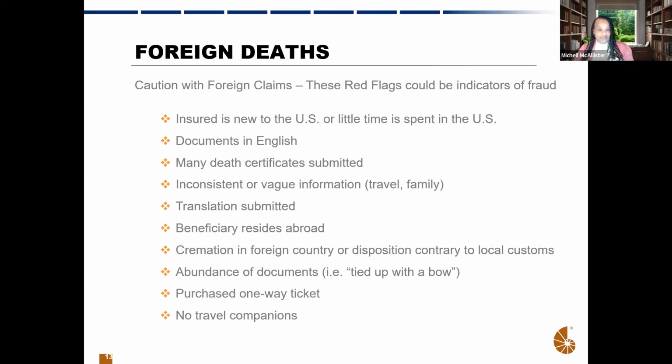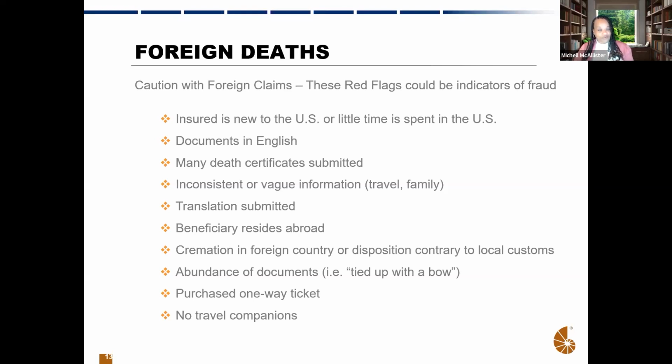Okay, foreign deaths. This is the bane of just about every claims examiner's existence. When we see a foreign death come across, it is so difficult for us to tell if what we have in front of us is a legitimate claim. Is this person dead? It's difficult for us to know because we're not really familiar with documents outside of the United States. We may be familiar with some because some of us see them more often, but it is hard to tell when they change things. We don't get news flashes or anything like that.